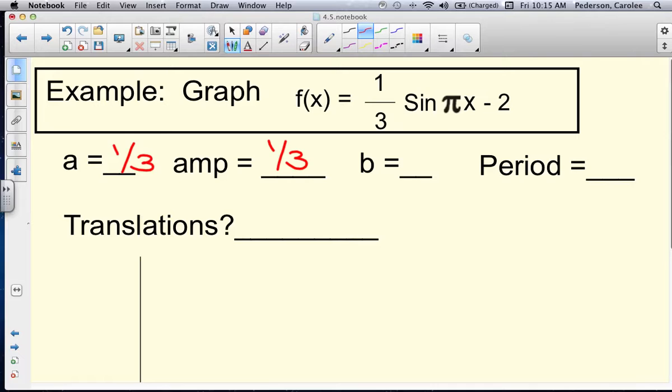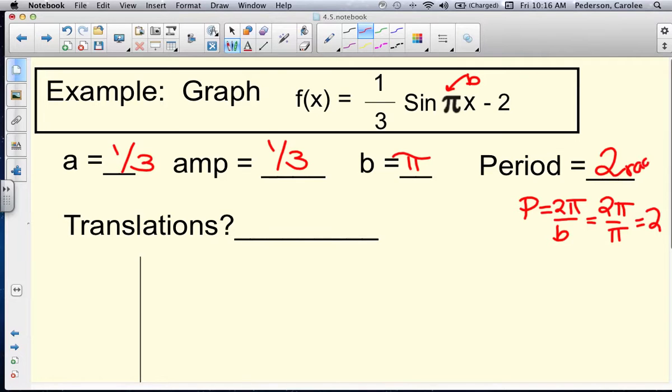What's the b value? This is my b value. So it's pi. This looks a little different than the last examples. If I find the period of 2 pi over b, that means I substitute the pi in, 2 pi over pi, the pi's cancel, and we're left with 2. That still represents 2 radians. You just don't have it in form of a pi. So it's 2 radians.